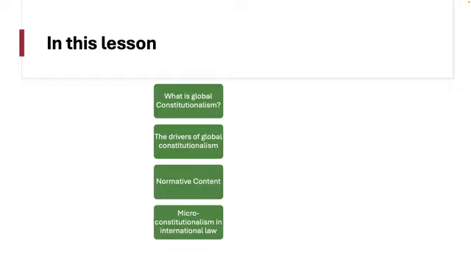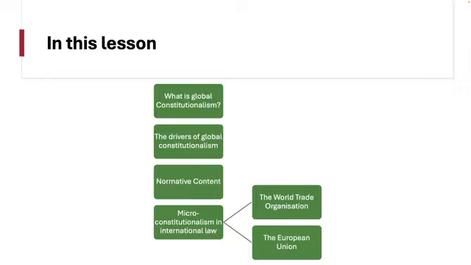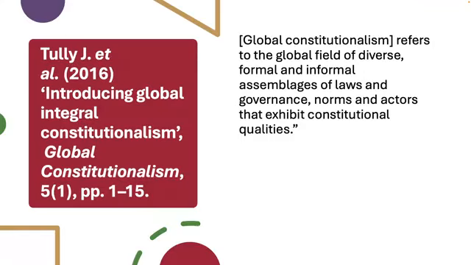And then we will think about its normative content before thinking about what is known as micro-constitutionalism in international law, looking at where potentially there are regional approaches to constitutionalization that can be seen in a number of different case studies. We will provide two major case studies, the first being the World Trade Organization, the second being the European Union, as the two cases of micro-constitutionalism.